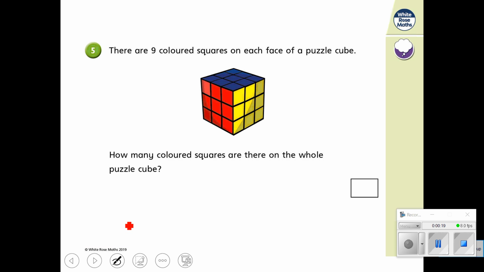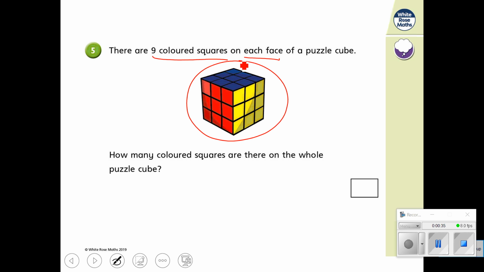Right, let's look at the question. There are 9 coloured squares on each face of a puzzle cube. Or this is called a Rubik's Cube. I used to play with these all the time when I was little. It says, how many coloured squares are there on the whole cube?